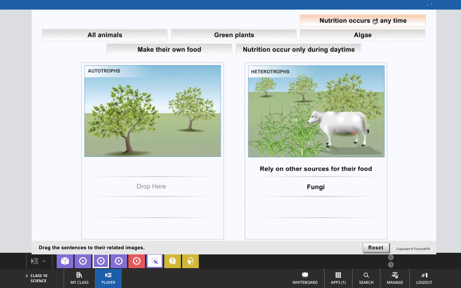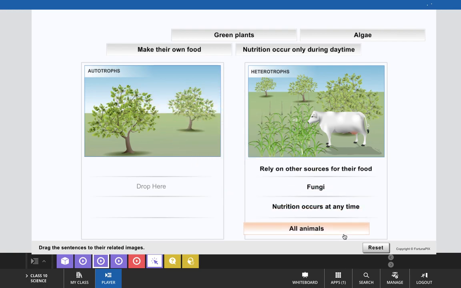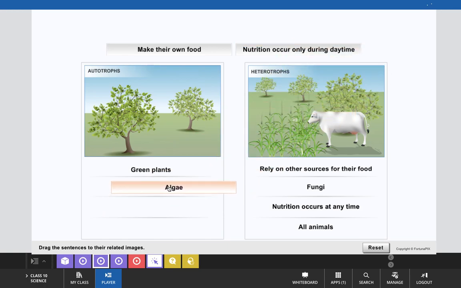And nutrition occurs at any time. This is also a characteristic feature of heterotrophs. Excellent. Now, all animals, in which category do they come? They are coming in heterotrophs. Excellent. Green plants we will put here in autotrophs. Excellent. Algae, they are also autotrophs. We will put that here also. Excellent.